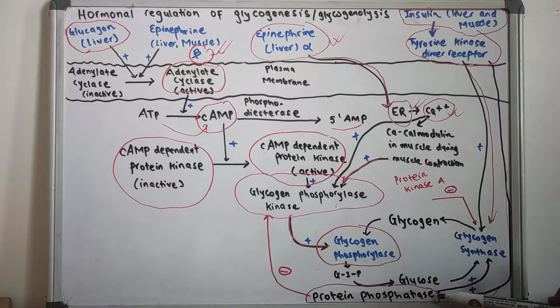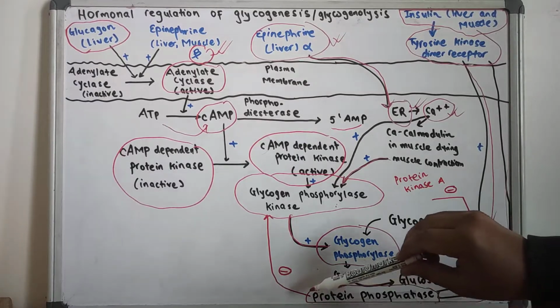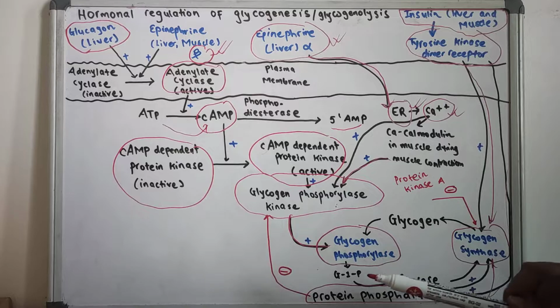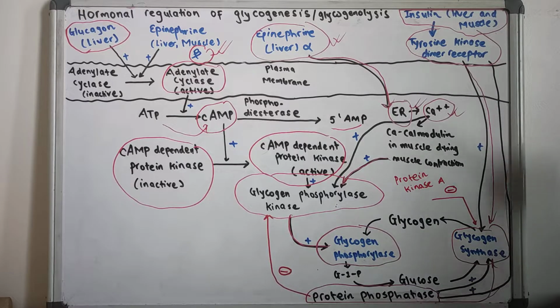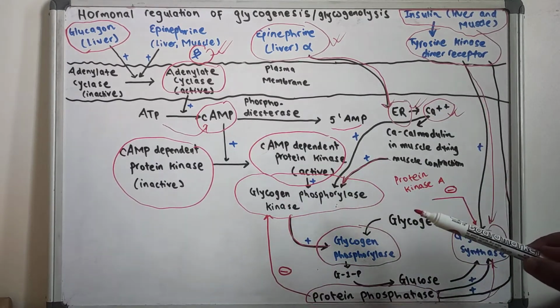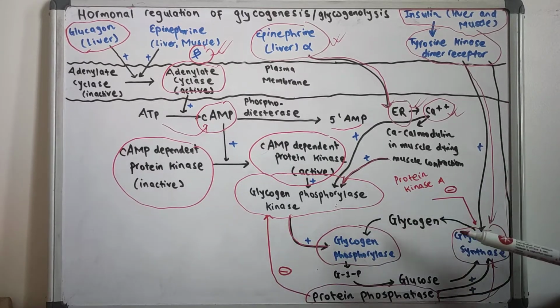This protein phosphatase enzyme has two roles. It will activate glycogen synthase, thereby increasing the conversion of glucose to glycogen. And on the other hand, this protein phosphatase will inhibit glycogen phosphorylase kinase, thereby decreasing glycogen phosphorylase. So insulin will act in two ways: by directly acting on glycogen synthase, increasing the conversion of glucose to glycogen, and by activating protein phosphatase. The protein phosphatase will increase the action of glycogen synthase, increasing glycogenesis, and it will inhibit glycogen phosphorylase kinase, thereby inhibiting glycogenolysis.